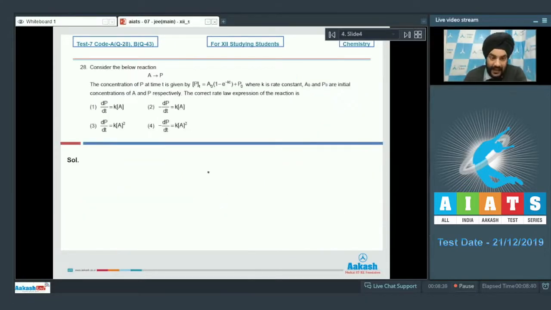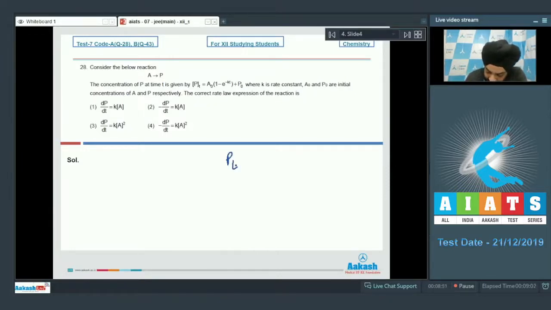Question number 28. Consider the below reaction. So A is converting into P. The concentration of P at time t is given by Pt is equal to A naught into 1 minus e to the power minus kt plus P naught, where k is the rate constant. A naught and P naught are initial concentrations of A and P respectively. The correct rate law expression for the reaction is.